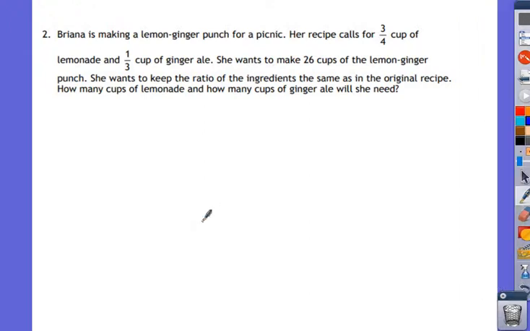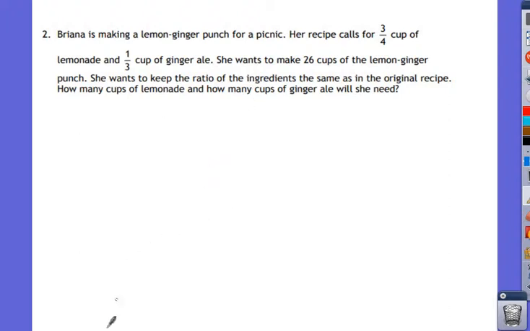And it says, Brianna is making lemon ginger punch for a picnic. Sounds disgusting. Her recipe calls for 3/4 cups of lemonade, 1/3 cup of ginger ale. She wants to make 26 cups of lemon ginger punch. She wants to keep the ratio of the ingredients the same as in the original recipe. How many cups of lemonade and how many cups of ginger ale will she need?